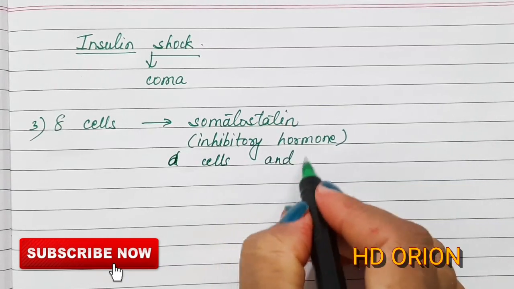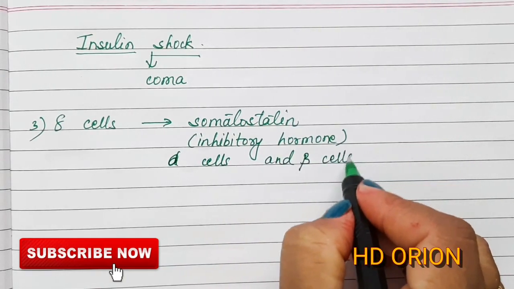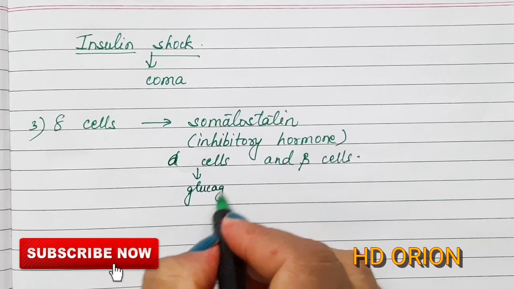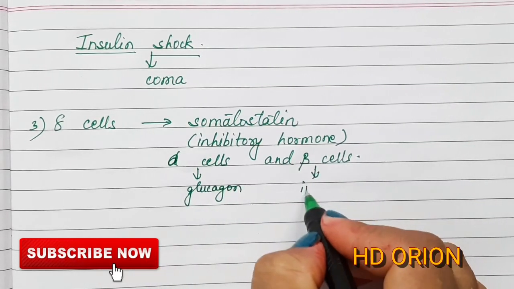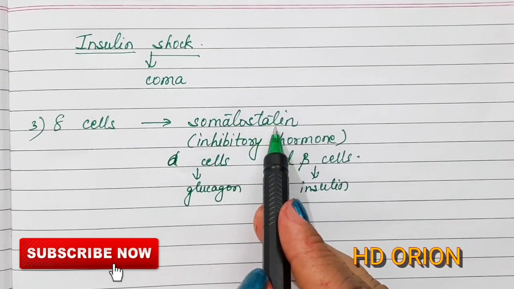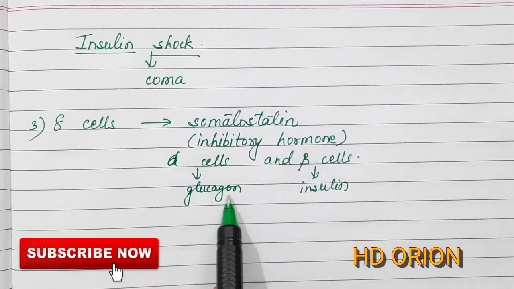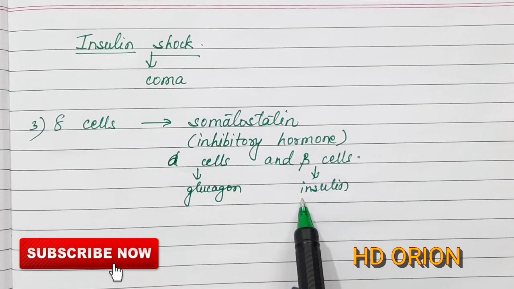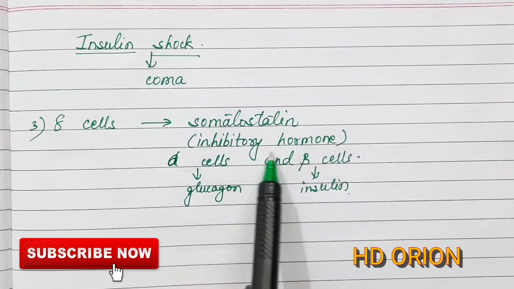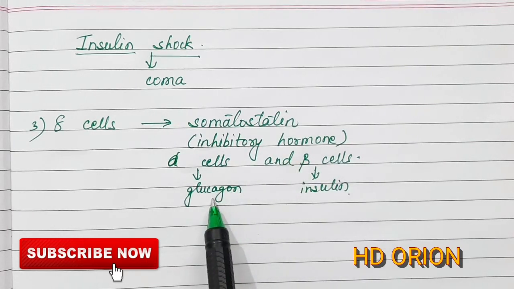and the beta cells. So alpha cells secrete glucagon and beta cells secrete insulin. So indirectly, if more somatostatin is produced, it will inhibit the secretion of glucagon and insulin. So this is the function of somatostatin. This is the inhibitory hormone because it is inhibiting the function of glucagon and insulin. So this is all about the pancreas.